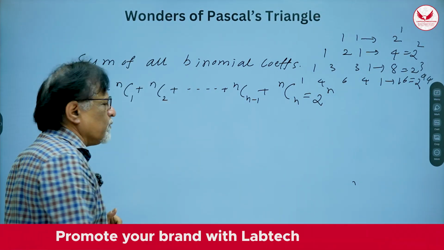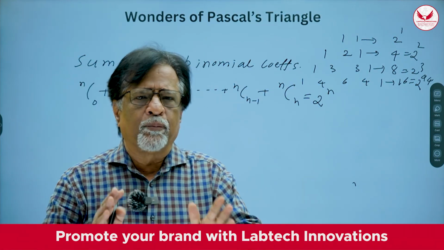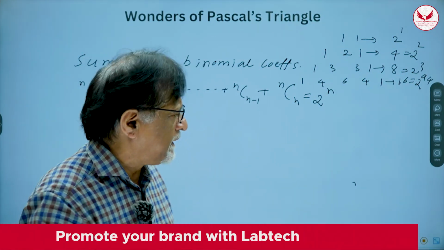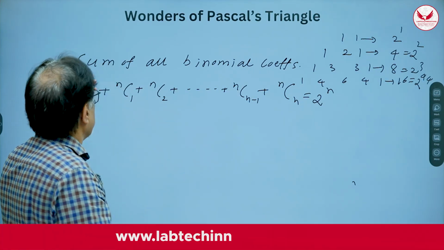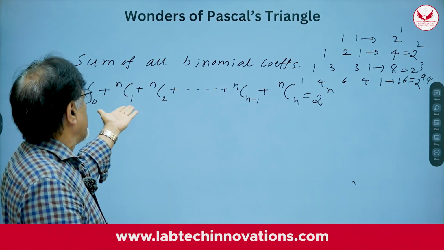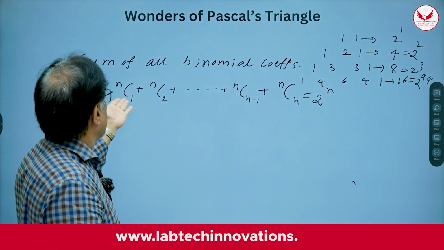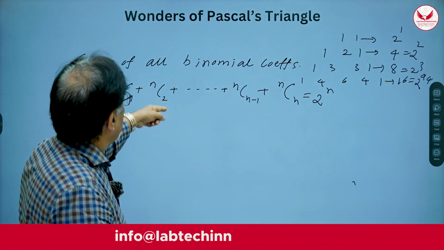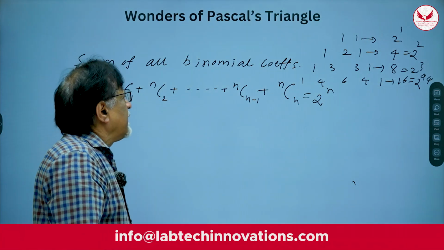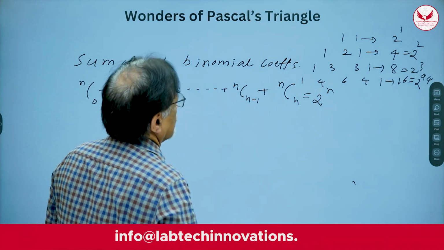Because what is nC0? Look at it like this. There are n objects and I am not selecting any. How many ways can I do it? nC0 ways, only one way. There are n objects, and I am selecting only one. How many ways can I do it? nC1 ways. Now, why is this 2 raised to n?